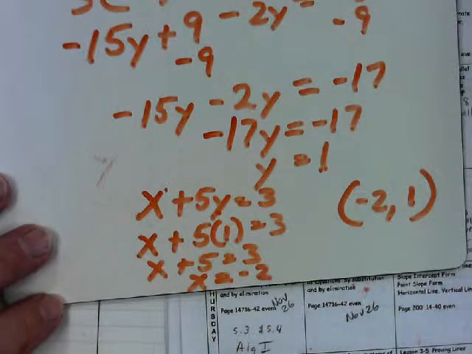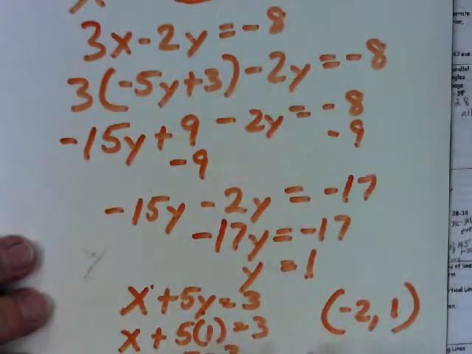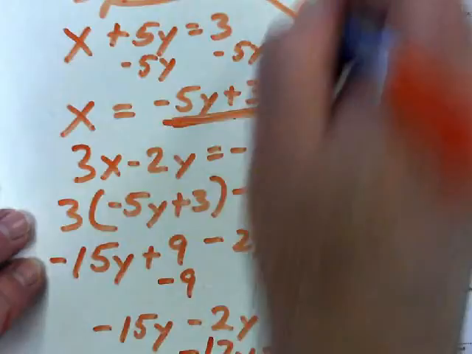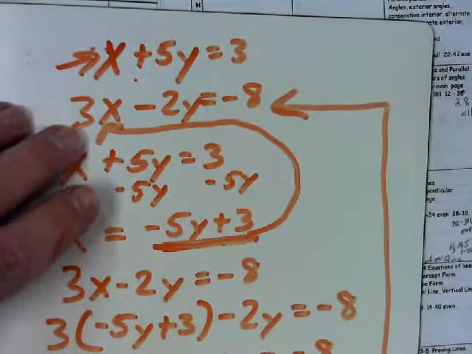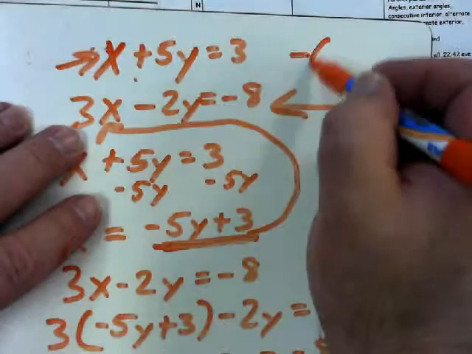Then you go put it back into the other one. Okay? I'm going to take that value, put it into the other equation. So what's 3 times a negative 2? Negative 6. What's 1 times a negative 2? 2. So what's a negative 6 minus 2? Negative 4. Yeah, negative 8. Negative 6 minus 2.